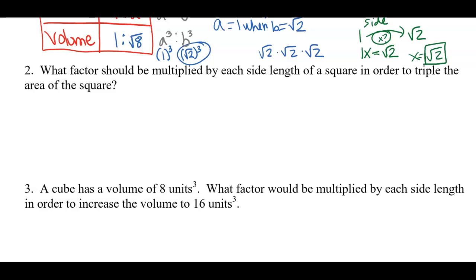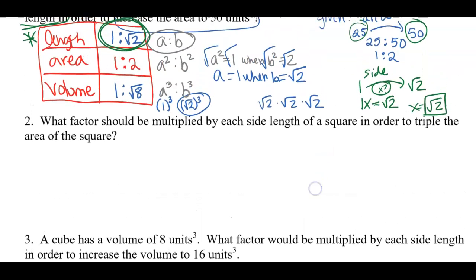So the second problem says, what factor should be multiplied by each side length of a square in order to triple the area of the square? So the first thing we want to identify is what information is given here. So what's something where we know something about it? Okay, so, well, tripling doesn't necessarily mean cubing, right? It means like multiplying by 3, but that is a big deal here. We know that something is tripling. What is tripling? What about the square? Is each side length tripling? Is that what it says?